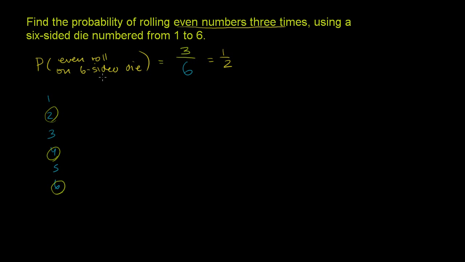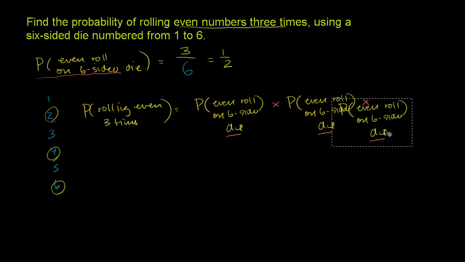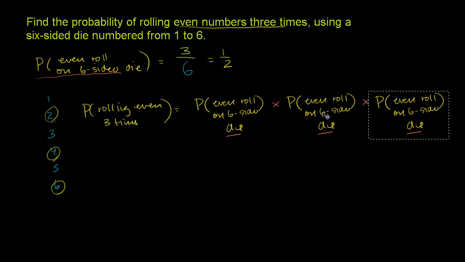So the probability of rolling even 3 times is equal to the probability of an even roll on a 6-sided die, this thing over here, times that thing again. Right? That's our first roll. Let me copy, let me paste it, times that thing, and then times that thing again. That's our first roll, that's our second roll, that's our third roll.